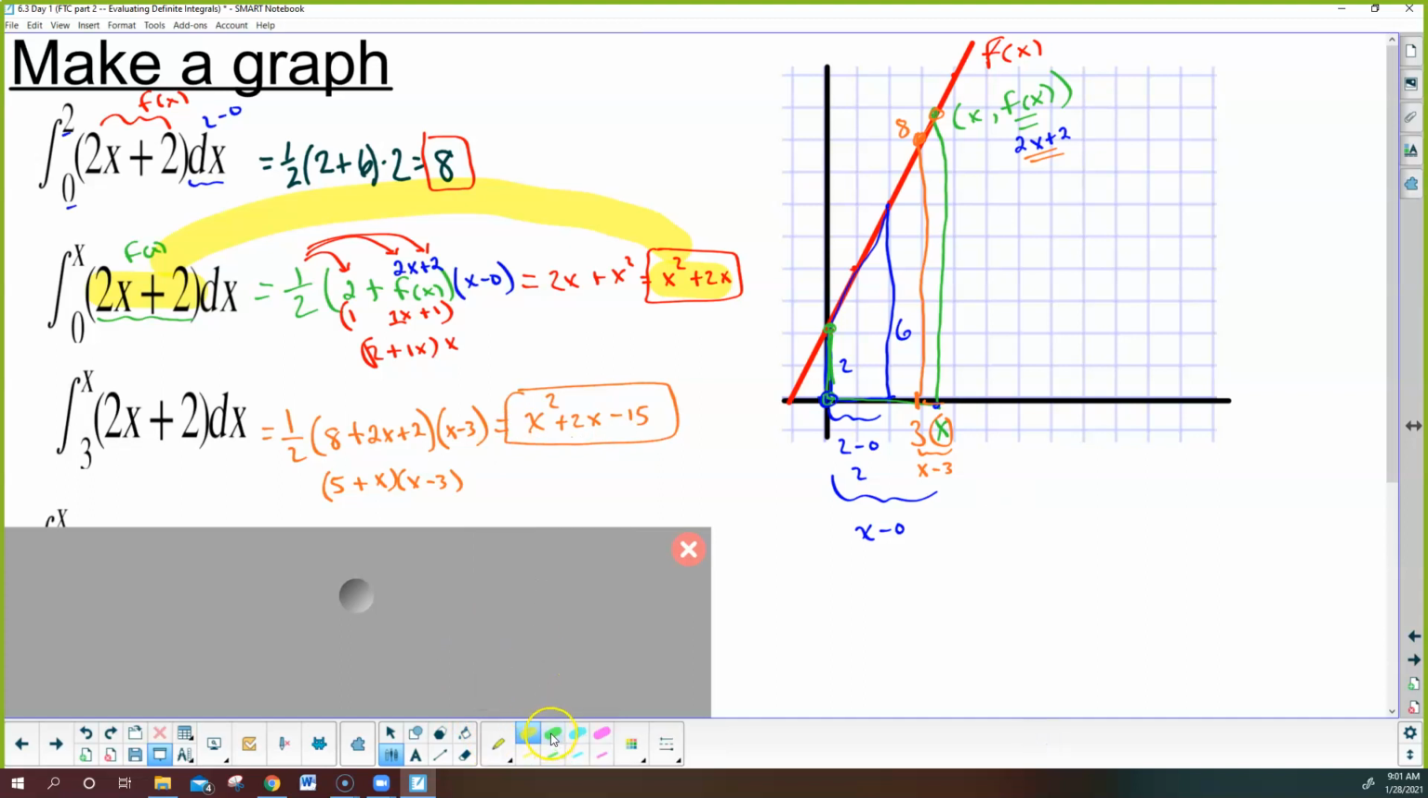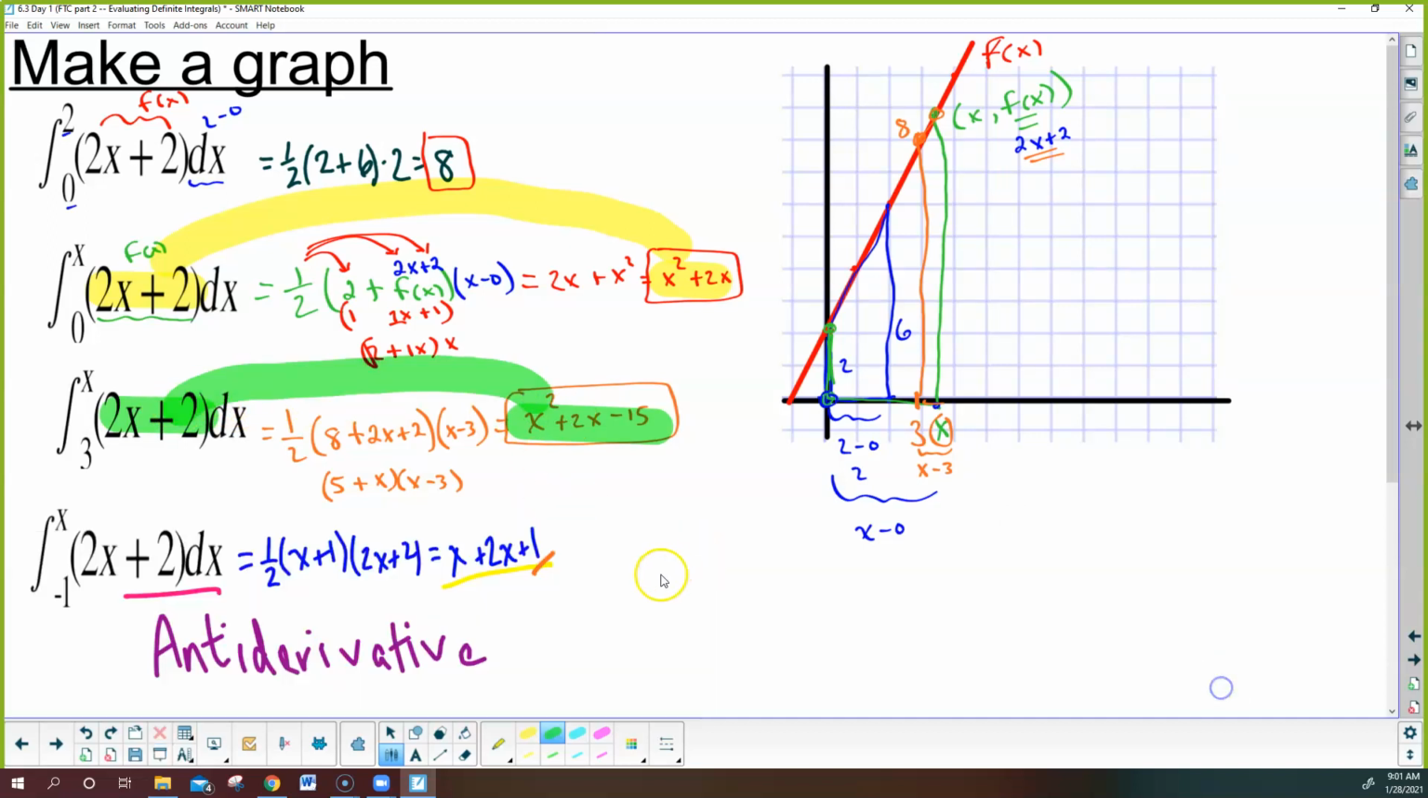Now, you could show more work, but what I really want you to do is look at the function itself and look at my answer. You see a connection. Okay? And if you don't, let's try one more.